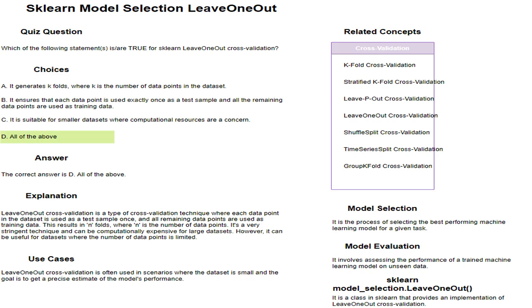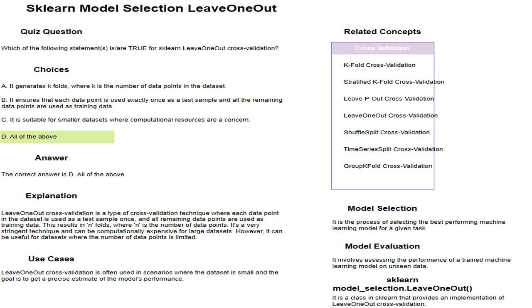Hyperparameter tuning: group K-fold cross-validation can be used to find the best values for the hyperparameters of a machine learning model on a dataset with grouped data. Performance estimation: group K-fold cross-validation can be used to estimate the generalization performance of a machine learning model on a dataset with grouped data.